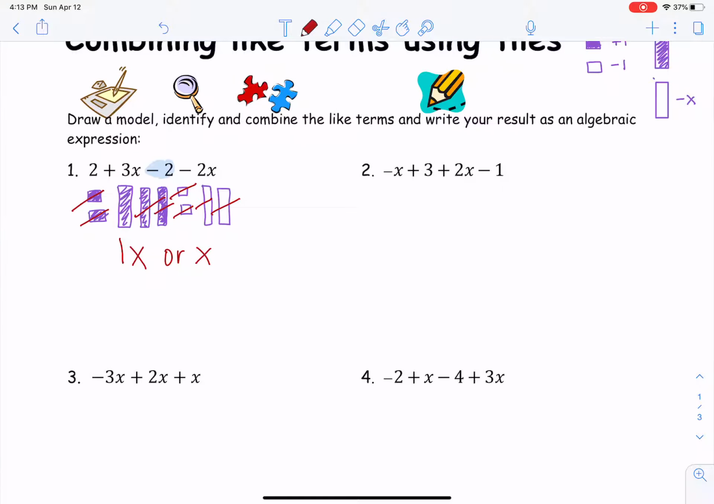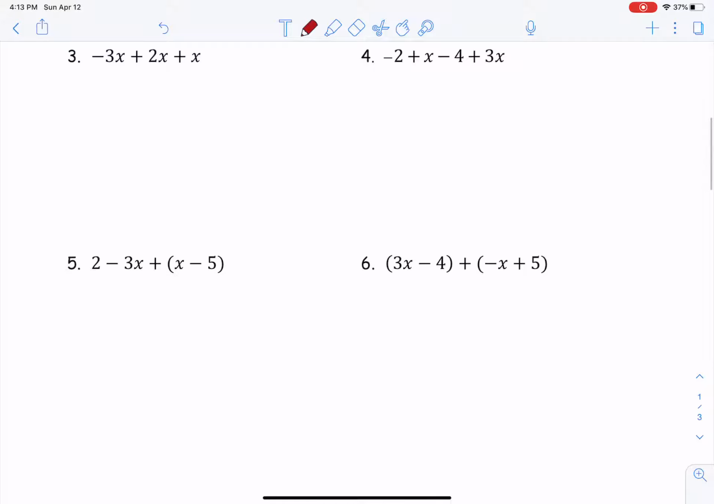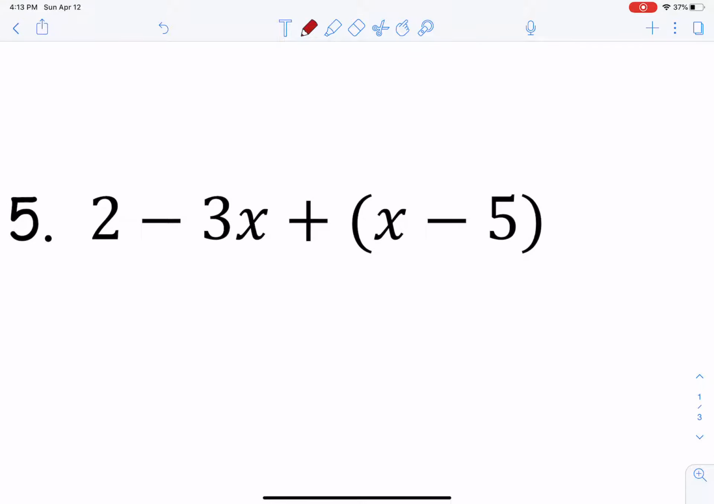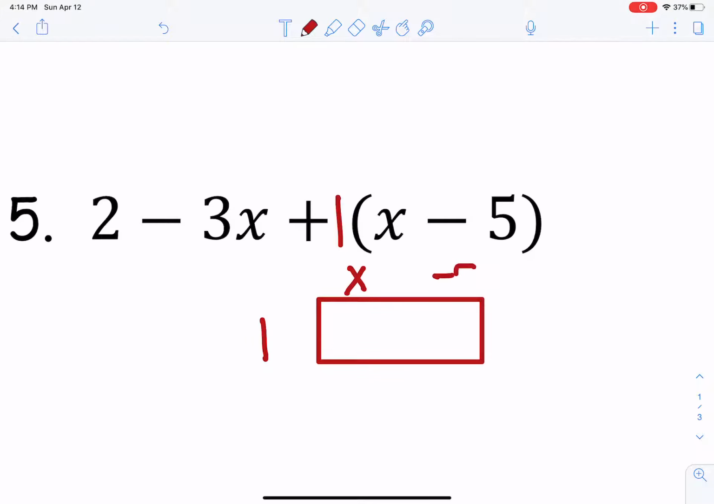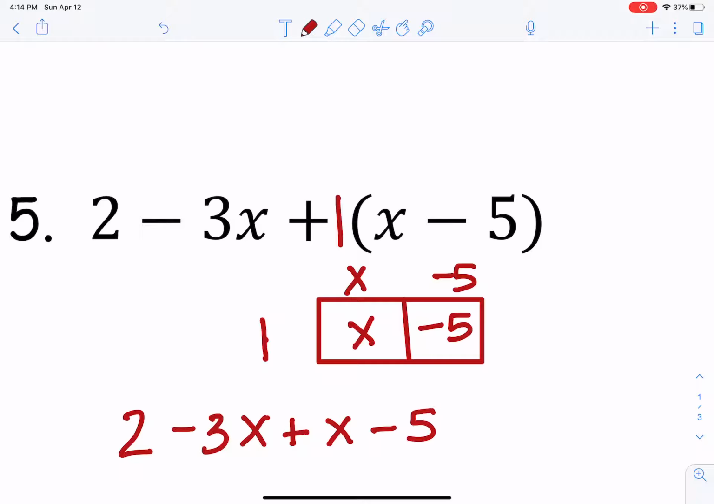I'm going to leave the rest up to you. Like I said, you do not have to draw out the algebra tiles. It's just if you need that help. So let's look at this one right here. This is like having an invisible 1 in the front. If I were to draw my rectangle, I'd have x and -5 here at the top. 1 times x is x. 1 times -5 is -5. So this can be rewritten as 2 minus 3x plus x minus 5.